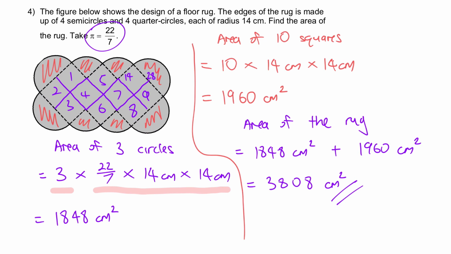Okay, so to summarize, again, I want to repeat, for most of the shape questions, you see what I'm doing here, you cut it up into nicer shapes, or you shift it around. So what I did is actually shifting the quadrants and the semicircles to form one full circle, so it's easier for me to calculate.